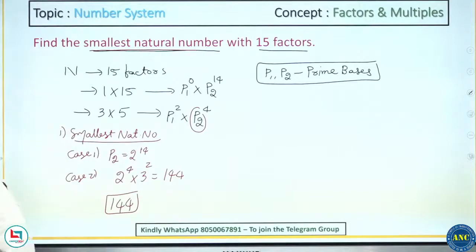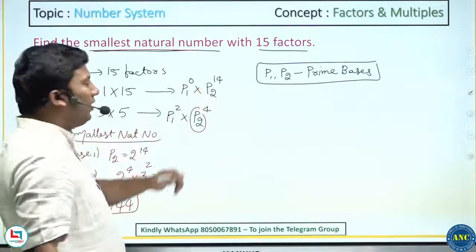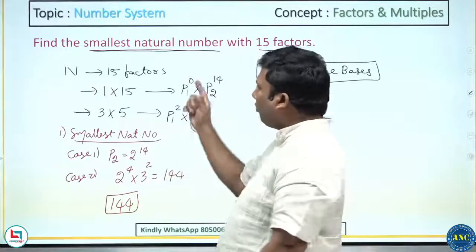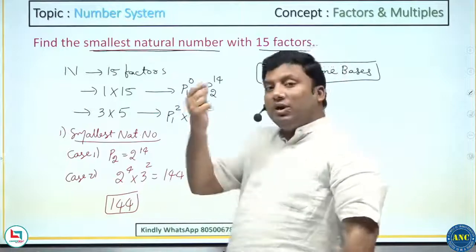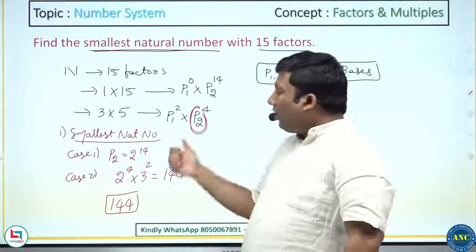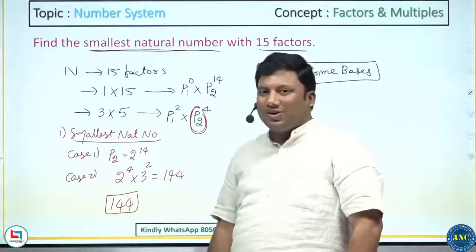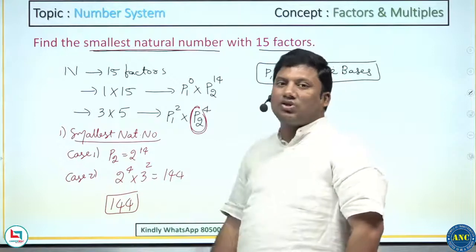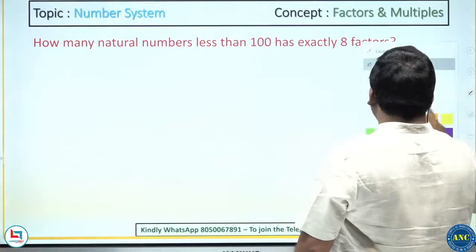What is the smallest natural number with 15 factors? 15 factors can be written as 1 into 15 and 3 into 5. 15 is P2 power 14. 3 is P1 power 2. 5 is P2 power 4. Because we want the smallest natural number, to the highest power give the lowest prime number. I gave 2. These two are distinct prime numbers. What is the next lowest prime number? 3. 2 power 4 into 3 squared. I hope the idea is clear. The answer for this question is 144.